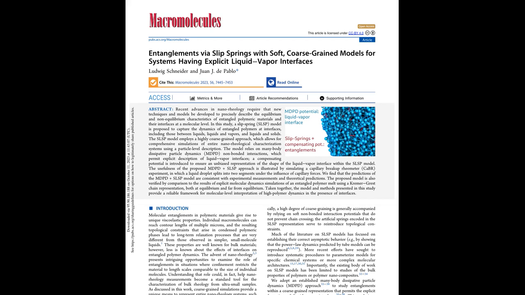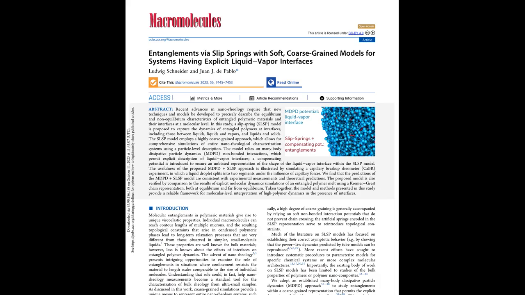Traditional models like the Kremer-Grest (KG) model capture entanglements explicitly but require fine atomistic detail and are computationally expensive. The SLSP model introduces topological constraints via slip springs connecting polymer chains, allowing a coarse-grained but realistic representation of entanglements. This approach is combined with the many-body dissipative particle dynamics (MDPD) method, which models non-bonded interactions and explicitly represents liquid-vapor interfaces. Here, the authors investigate how well the SLSP model replicates static and dynamic entanglement properties near interfaces by comparing it with the KG model.